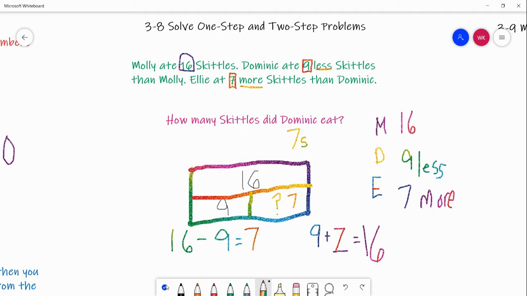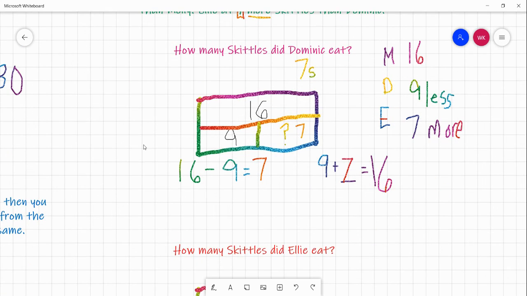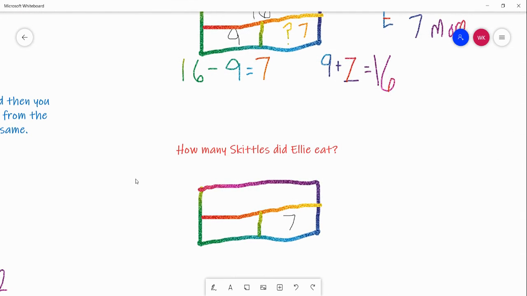Now let's go on to our second step, because we know that Dominic ate 7, right? Now it says Ellie ate 7 more Skittles than Dominic. So if Dominic ate 7 Skittles and Ellie had 7 more, then we're going to figure that out. So that's going to be one of our parts in our next bar diagram, because it says, how many Skittles did Ellie eat? That's our second part of our story problem. This is Dominic. And then Ellie ate 7 more.